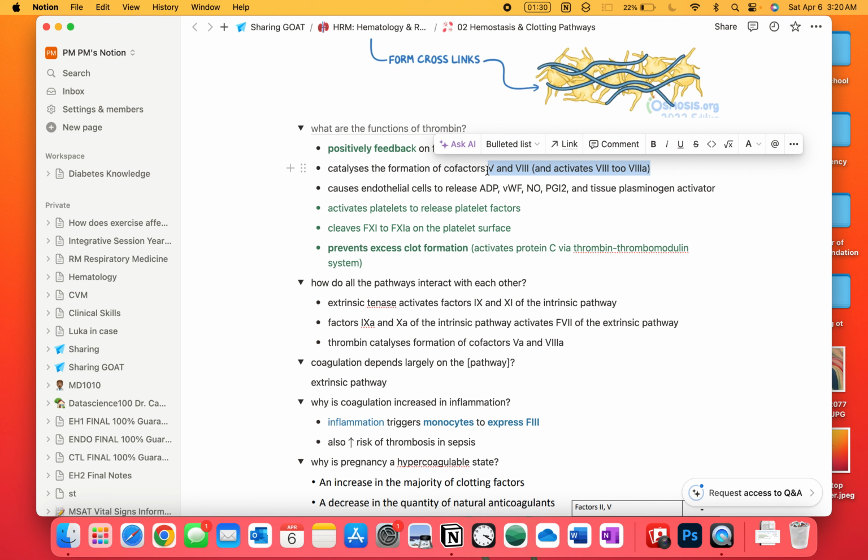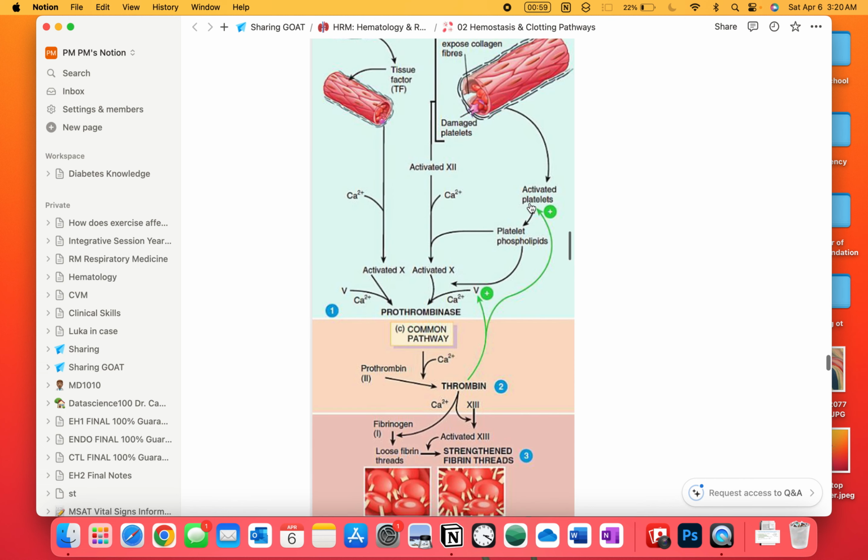It activates platelets to release platelet factors. Cleaves factor 11 to 11A on the platelet surface. Prevents excess clot formation. Activates protein C via thrombin system. The key things to know is thrombin is important for 3 main reasons. You're going from prothrombin to thrombin, so it has to be there. It has to be there in terms of helping with your fibrinogen to fibrin, my bad.